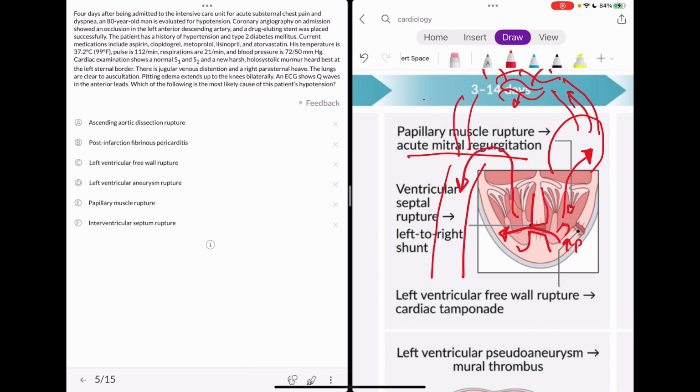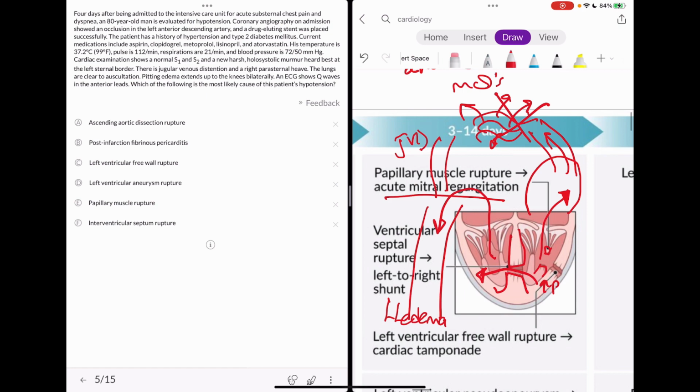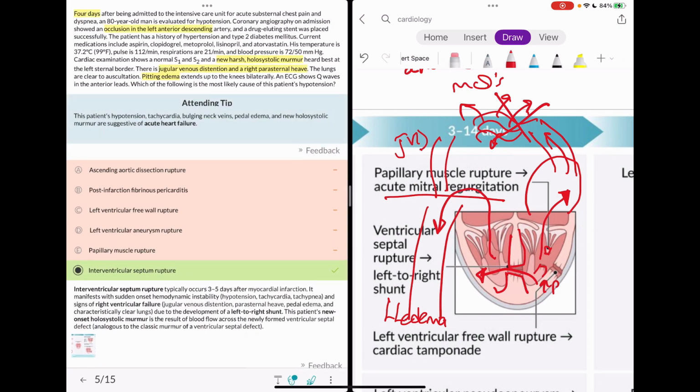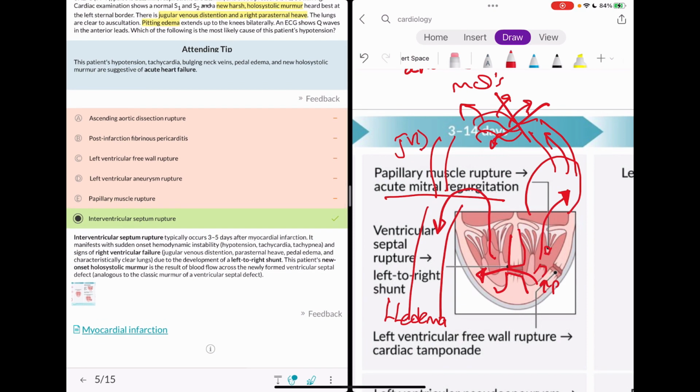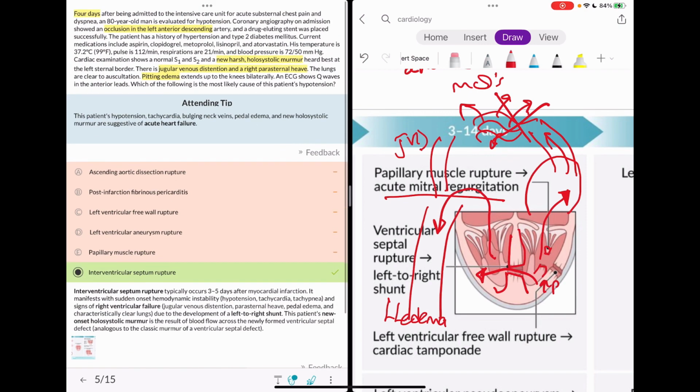In the superior vena cava, it causes jugular venous distension, and in the systemic circulation it causes lower limb edema, right? And that's what's essentially happening here. Nothing is going on in the lungs, and therefore it's clear. And so I would say there's an interventricular septum rupture. And this is a time period where it can happen. It occurs 3 to 5 days after MI. This patient is 4 days in.